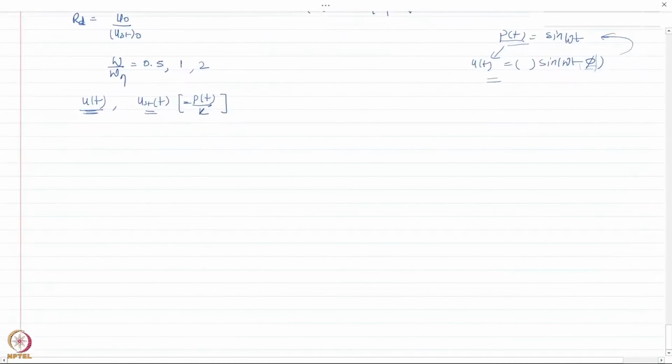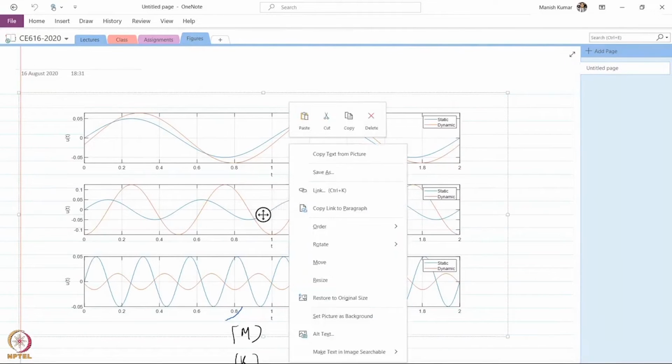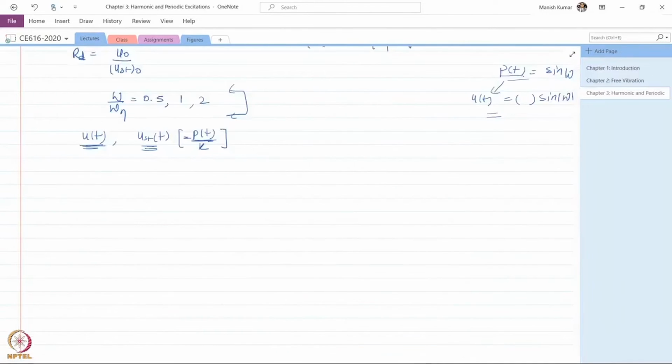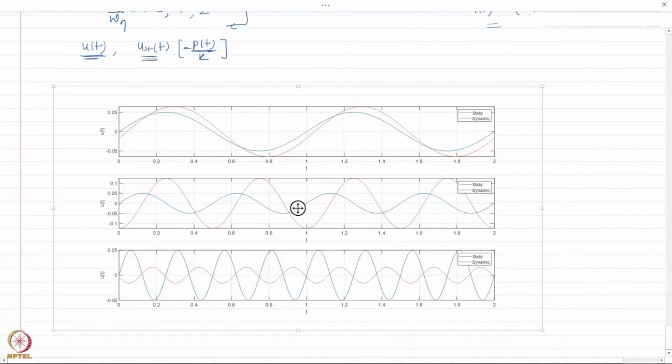I've obtained these for these values, and let us see for these values of frequency ratio how the response behaves. The static response, remember, is simply the force divided by the stiffness, so it also represents the force response. So the static response and the applied force are completely in phase. I have done some calculation and got this, and I'll just paste it here for you to see.